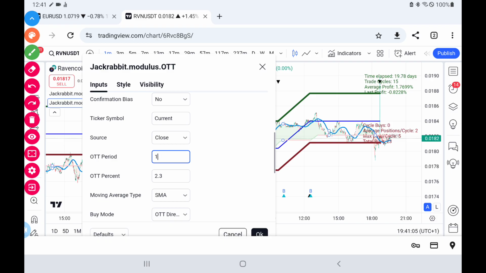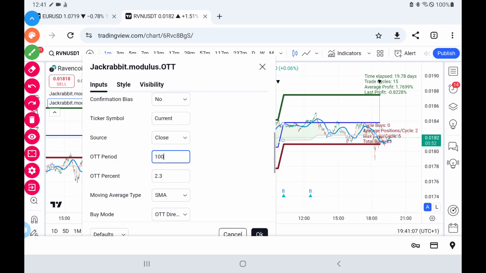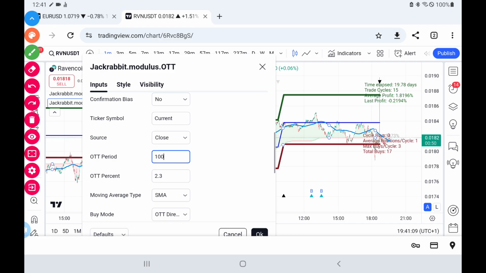Let's go a little higher. Let's try a look back of 100 candles with a maximum of only 3 positions and 15 trade cycles. Again, perfect example of risk management. Perfect example of negating unnecessary purchases. So let's put this back at 23.